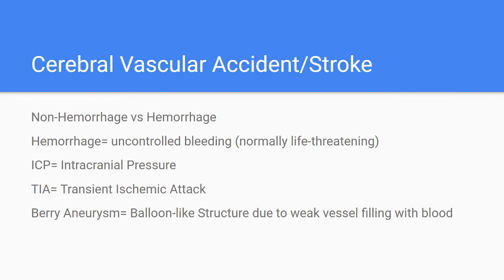So next we're going to move into your transient ischemic attacks. It's kind of like an angina when you're speaking to cardiac problems. It's basically like a foreshock before an earthquake. It's like something bad is about to happen, but it isn't happening yet. They're also known as mini strokes.